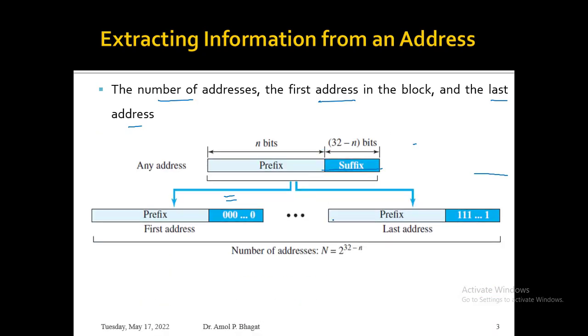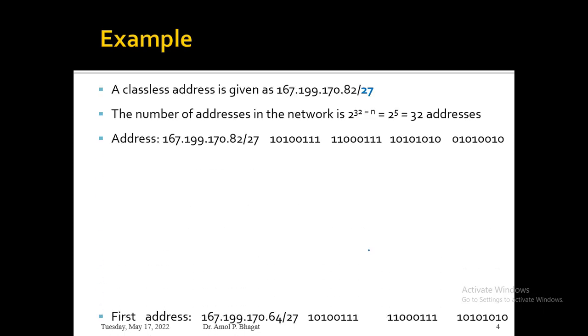So this is how it has been indicated here. For any given address, the n-bit prefix and the 32 minus n bits are the suffix. To get the first address, we keep the n bits as it is, and all the remaining bits are changed to zeros. To get the last address, we again keep the n bits as it is, and the remaining 32 minus n bits are changed to 1. The number of addresses will simply be 2 raised to power 32 minus n. So let's see an example here.